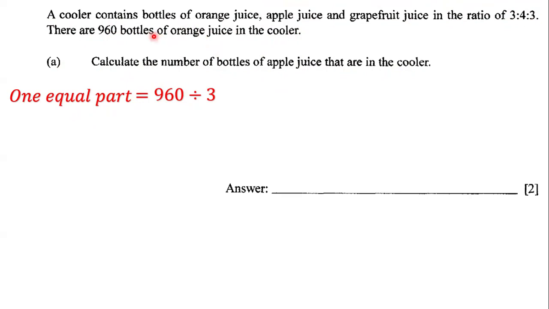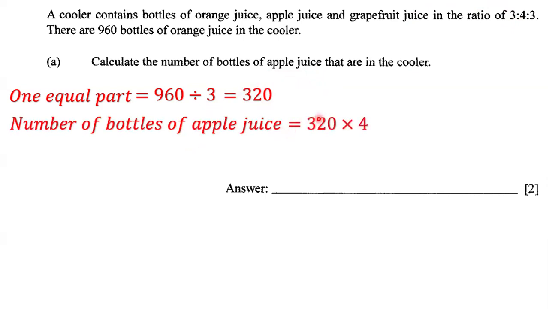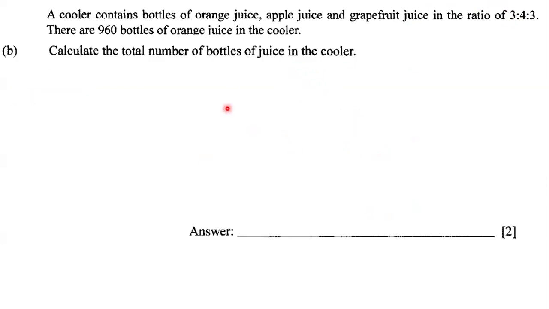3 equal parts. So in order for us to figure out what is 1 equal part, we're going to say 960 divided by 3. And 960 divided by 3 is 320. So that means that 1 equal part is 320. But we want to figure out the number of bottles of apple juice. And again, apple juice accounts for 4 equal parts, and so we're going to take that 1 equal part and multiply it by 4. So 320 multiplied by 4 is going to give us 1,280. And so that means that the number of apple juice in the cooler is going to be 1,280.